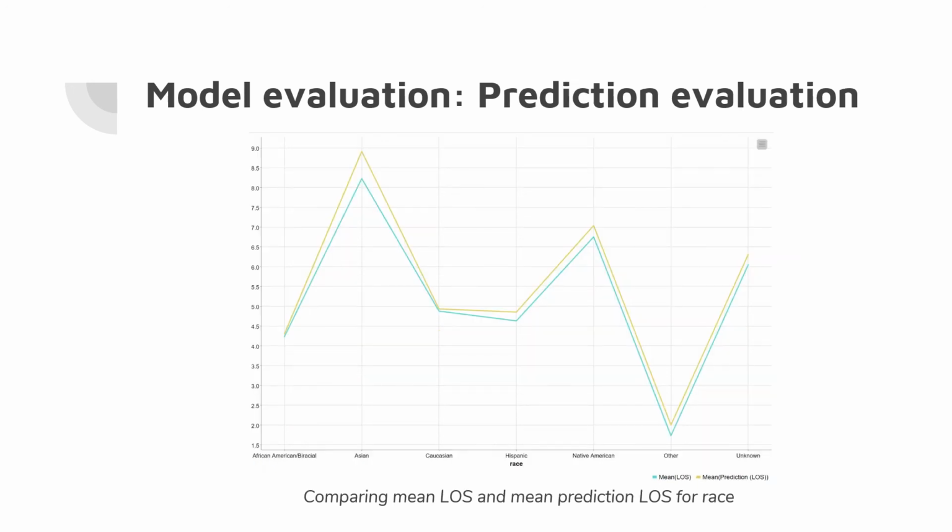Looking at the ethnicity line plot, we can see that for patients from Asian background, the predicted LOS deviated by an average of 1 day from the mean LOS, and other than that, the rest of the race groups almost came as accurate as the actual mean LOS.